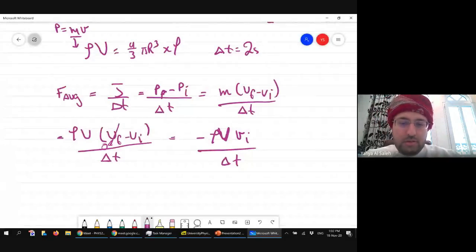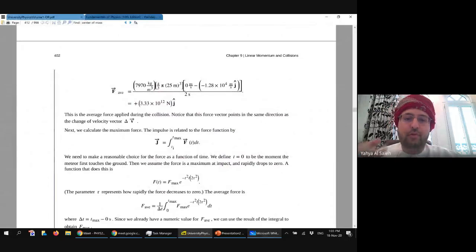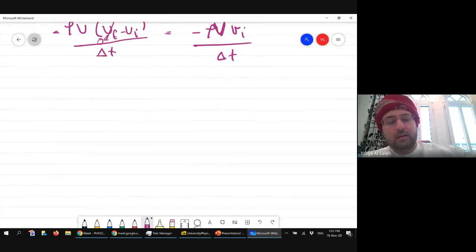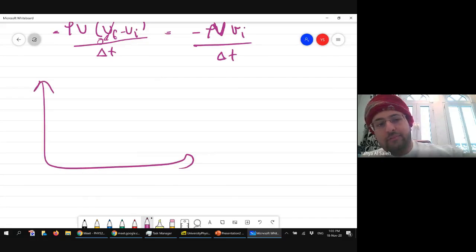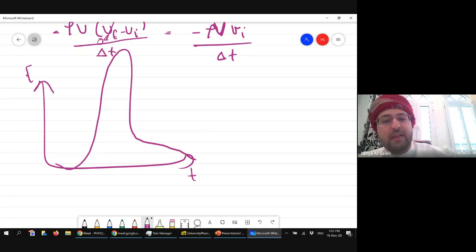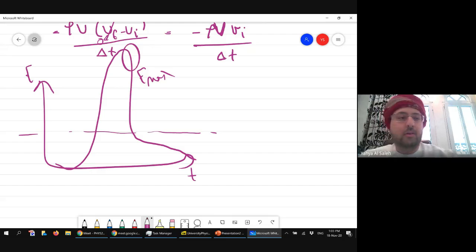Now, if I put in the numbers for rho, for volume, for initial velocity, I will end up getting a force of 3.33 times 10 to the power 12 newtons directed upwards. This is my average force, but remember, we said that we can have a force that goes something like this. Although my average force would be somewhere here, my F max would be somewhere up here, and they're not necessarily equal. So how do I calculate F max?